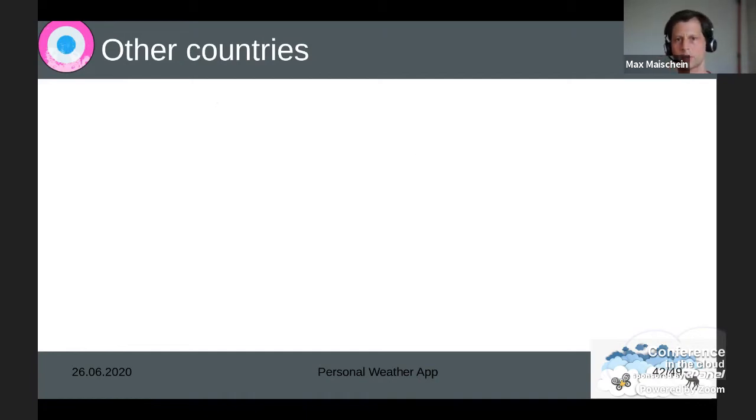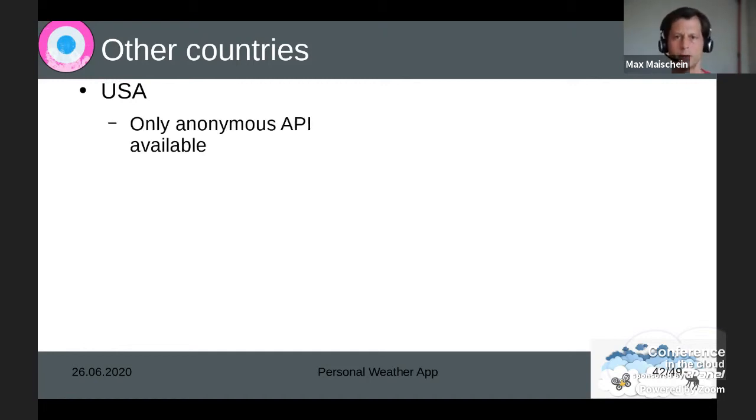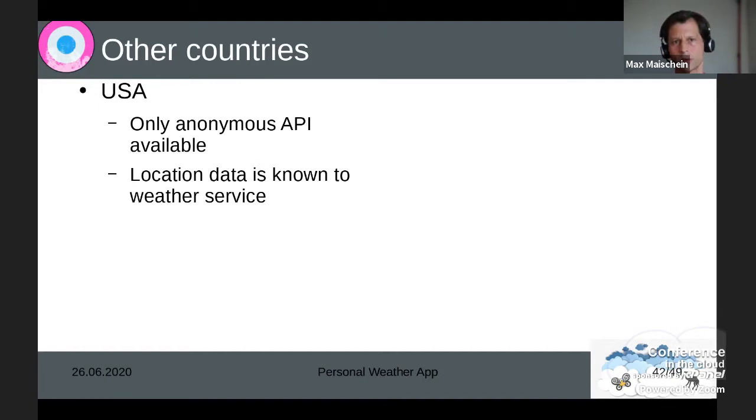With Germany, I'm quite lucky to have a government weather service that provides free weather data. In other countries, the situation is not too dissimilar, but different. In the US, which is what I will be looking at mainly, there is only an anonymous API available for weather data, not a complete download of forecast data. So that means that your location data is known to the weather service if they want to track you.